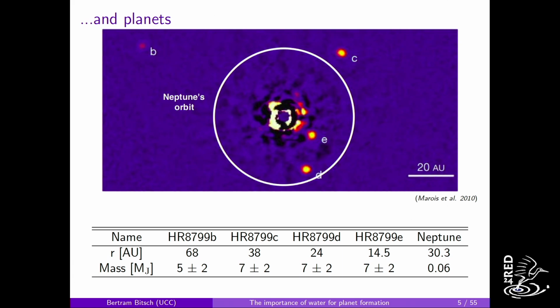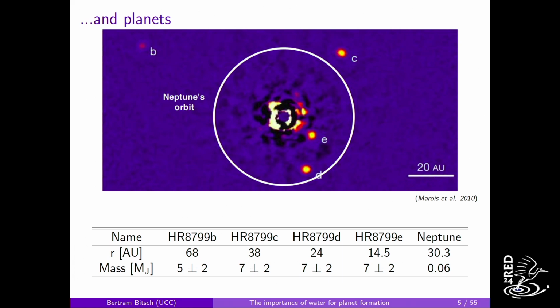These 4 planets are also very massive. These are the mass estimates of these planets in units of Jupiter masses. These planets are 5 to 7 times the mass of our own Jupiter. So in that sense, it's a very upscaled planetary system. This is, of course, the bigger end of the planetary systems that we can observe.